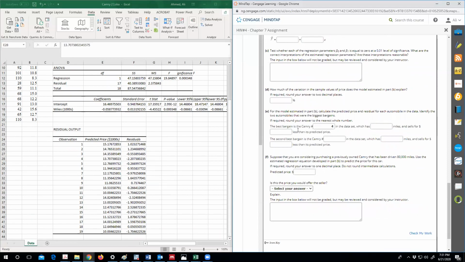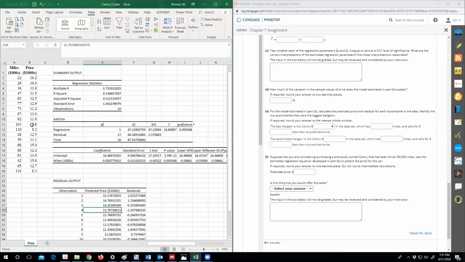So the best bargain is number 4, Camry number 4, which has a mileage of 47.